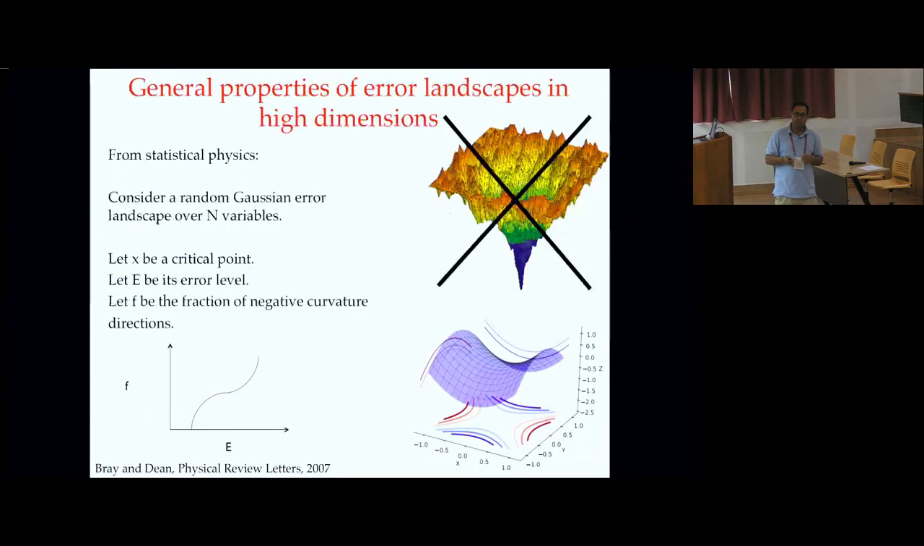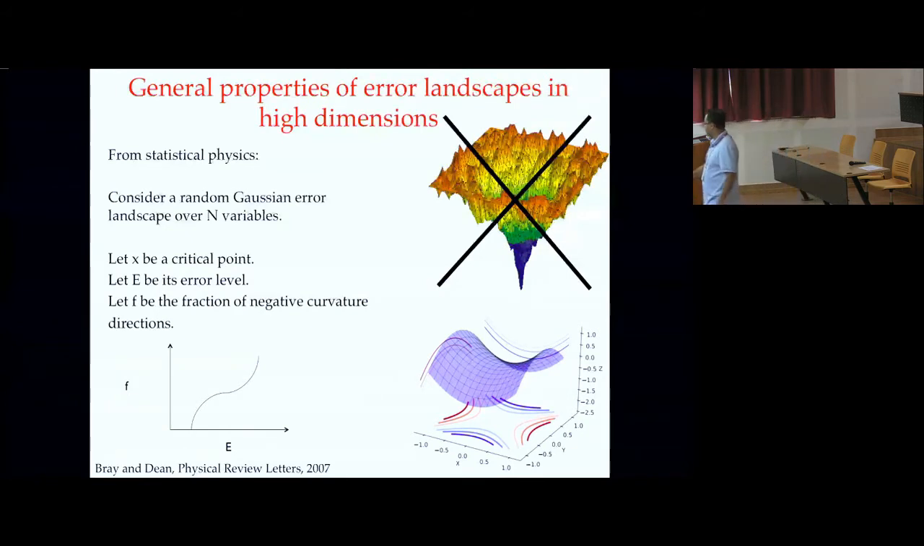So here's the idea. We were inspired, again, by work in physics. I think to many of you, this work will be quite well known. For example, Bray and Dean, and many other physicists, worked on this problem. But Bray and Dean looked at the following problem. They explored just a random generic error surface that had only a smoothness constraint. Okay? So the basic idea is to consider a random Gaussian error landscape over n variables.